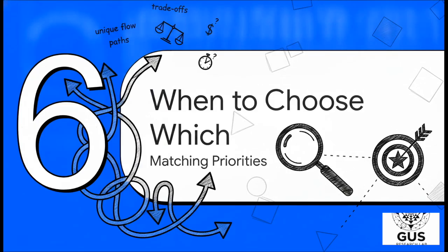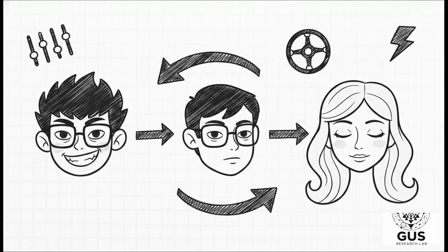Finally, Section 6. When to choose which. Matching the architecture to your priority. With all these distinct flow paths and trade-offs laid out, how do you actually know which model to use for your project? Well, choose VAEs when your priority is control and structure. If you need a mathematically sound, continuous latent space that allows for smooth, controlled interpolations, like, say, morphing one specific face into another seamlessly, VAEs are absolutely your best bet. They also offer really fast inference and excellent density estimation.